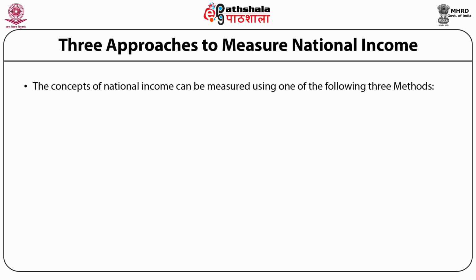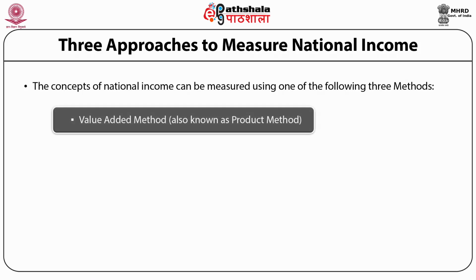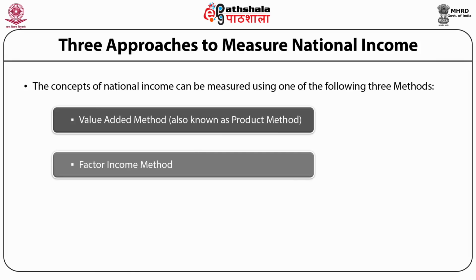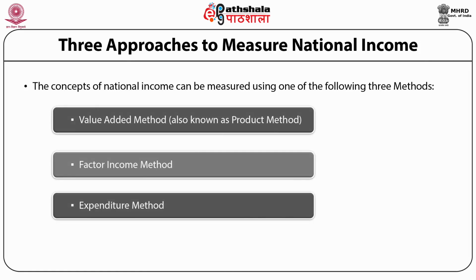Though the concept of national income is defined as value of final goods and services, practically it can be measured using one of the following three methods: value added method, also known as product method, factor income method, and expenditure method. All methods provide the same estimates. The income paid to the factors of production is equal to value addition, and the total expenditure on goods and services is equal to income earned by the factors of production.